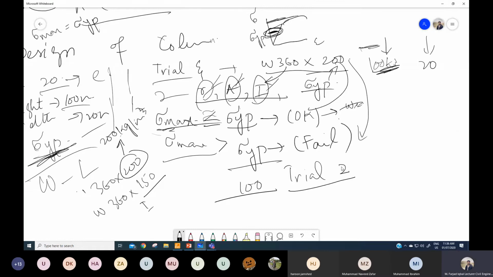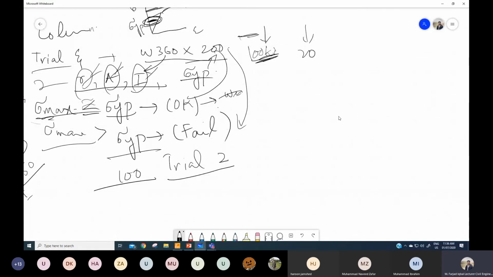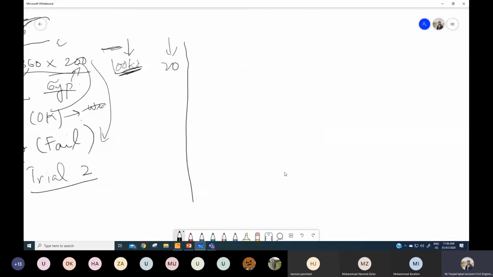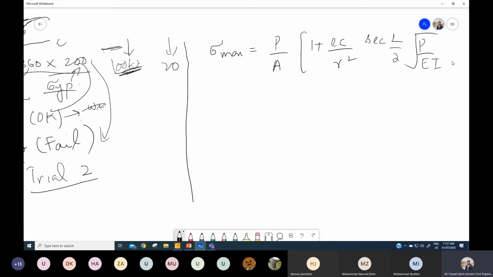So this is a brief idea of how you would select the section, and for that there was some modification in our original secant formula. So let's do a bit of derivation again to make it convenient for ourselves. The initial secant formula that we derived for sigma maximum was P over A into 1 plus EC over R square secant, L over 2 under root P over EI.